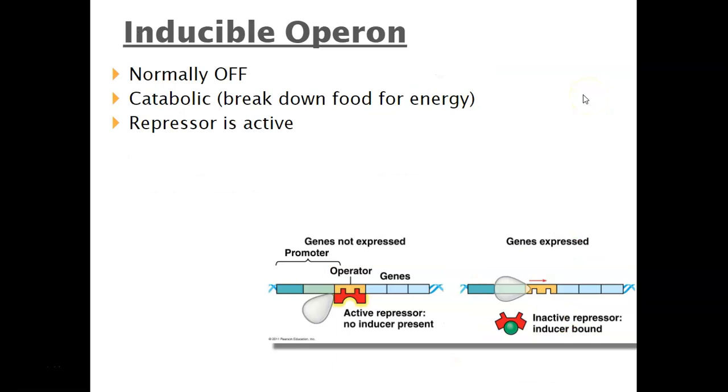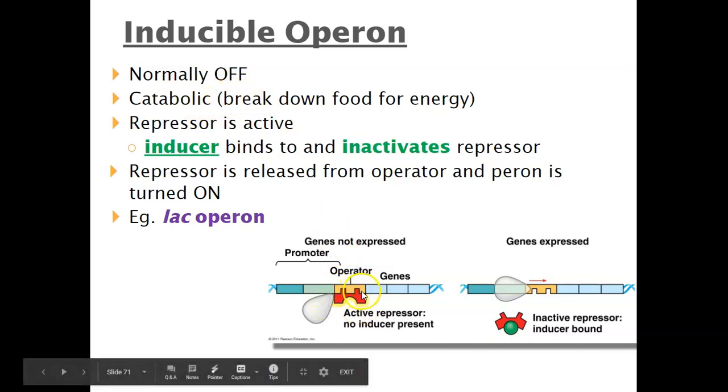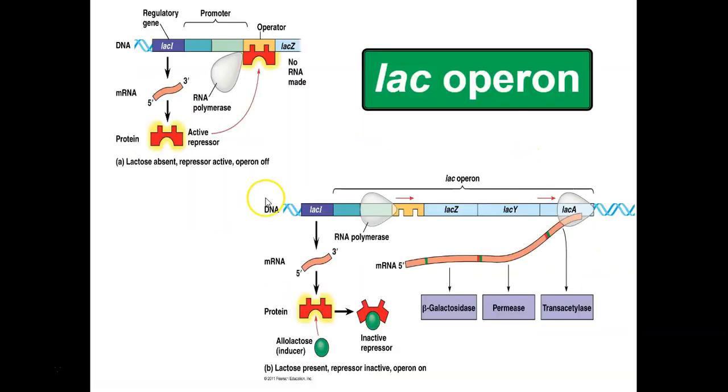Inducible, on the other hand, is usually used only when you're breaking down food. So you're only going to turn it on when you actually need to do something. The lac operon is one particular example. The repressor is normally there, and when an inducer binds to it, it removes the repressor so things can actually go.